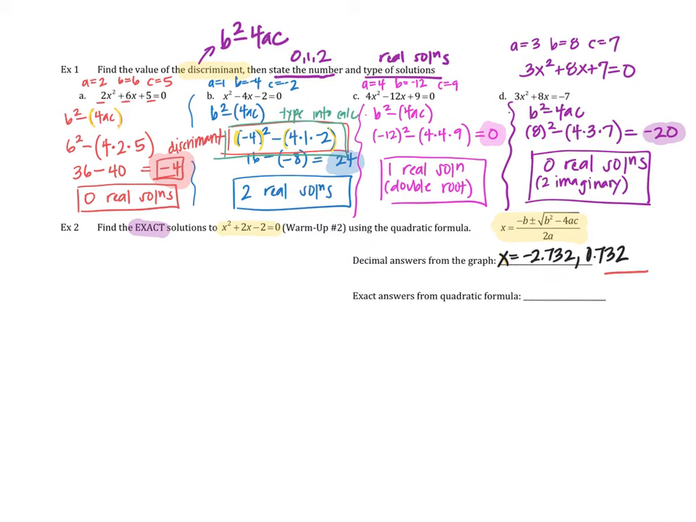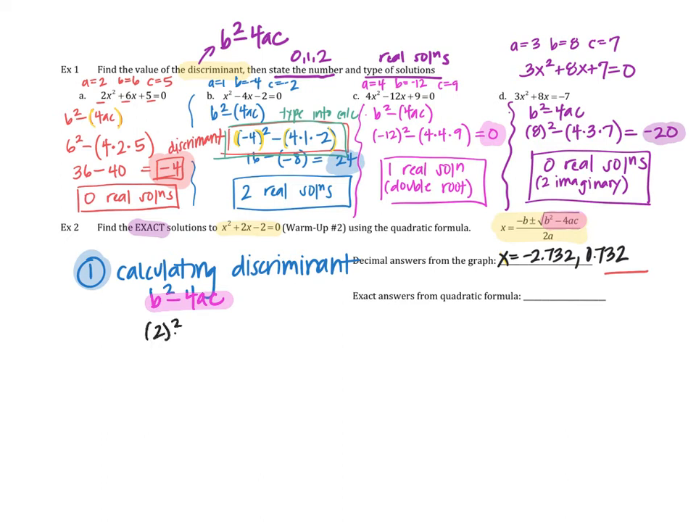So first thing we're always going to do is start by calculating our discriminant. Okay, so we're always going to start underneath the radical, and we're going to calculate whatever b squared minus 4ac equals. So b is 2. A is 1, c is negative 2. So remember, you can type it in your calculator exactly as you see it there.